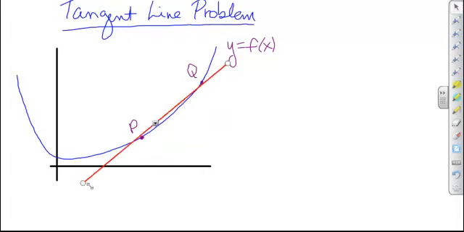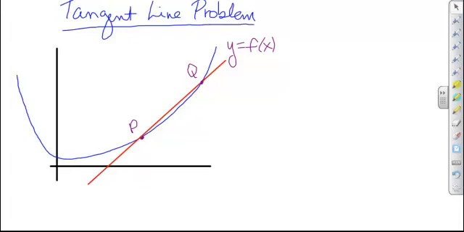Now bear with me while I get this to line up. And what we've got right there is what's referred to as a secant line. A secant line is going to intersect your curve in 2 places. A tangent line shares just exactly 1 point on the curve. So we've got a secant line.